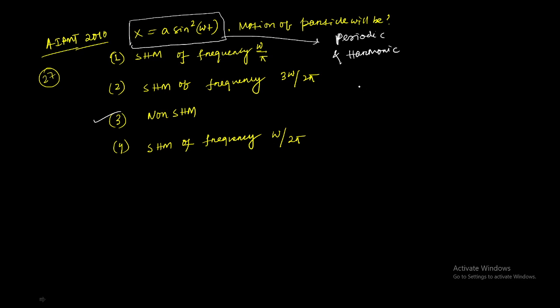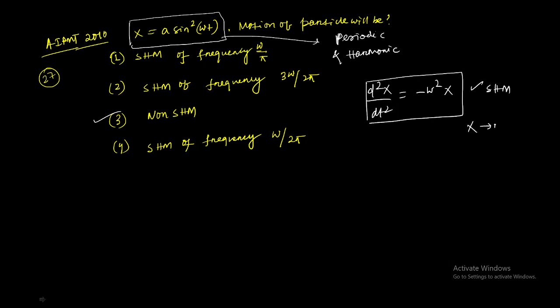Basically again you can find out this one in this format. d square x by dt square is equal to minus omega square x. If this is holding, then you can tell this will be your SHM. If it is not holding, this is not SHM, right? So this motion is periodic and harmonic, but not simple harmonic motion. So this will be non-SHM, right?